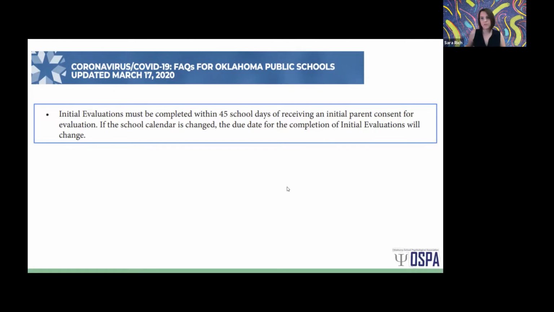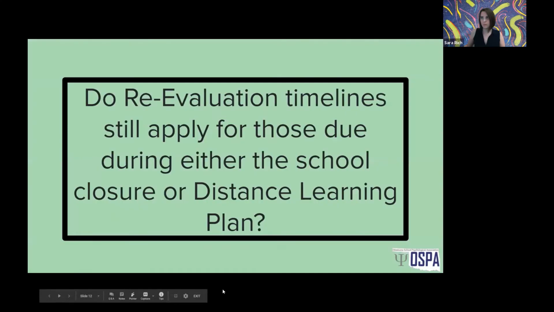And what that's referring to is, like I said, you have to close out an Ed Plan those 2 weeks. But once instruction's given, your timeline is back open. And that is, again, my best understanding of where we're at right now. So let's talk about reevaluations. Do reevaluation timelines still apply for those due during either the school closure period or this distance learning period?